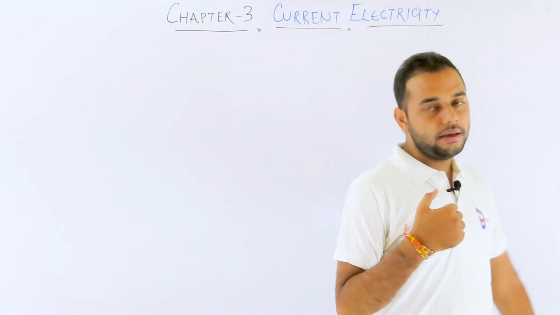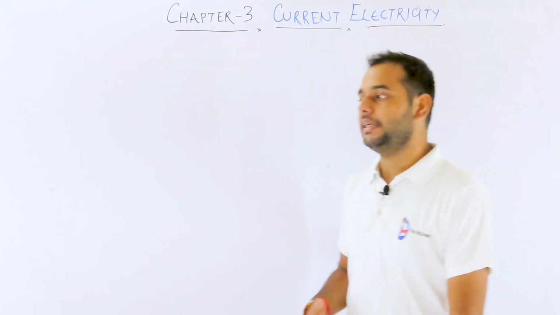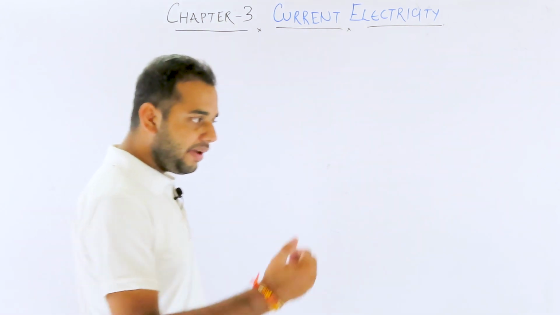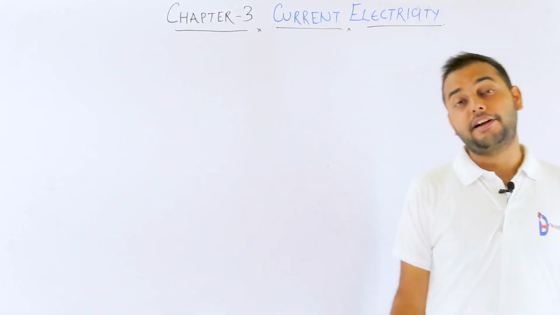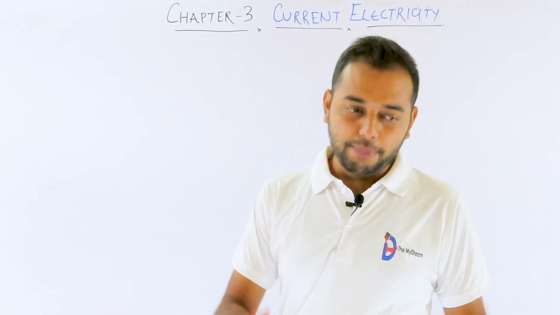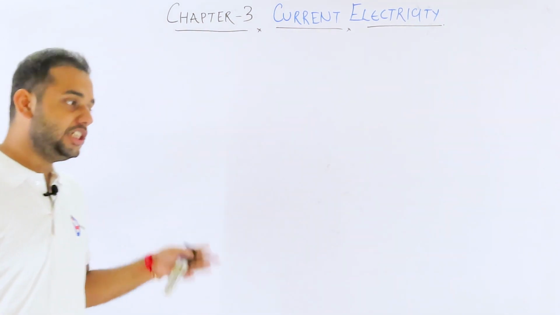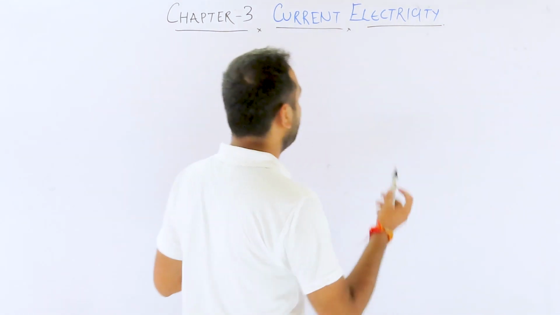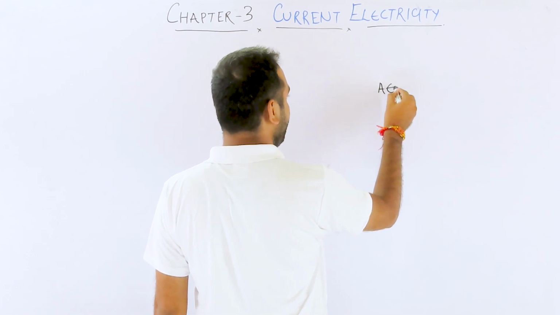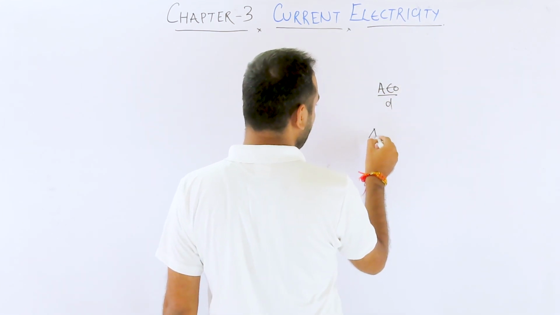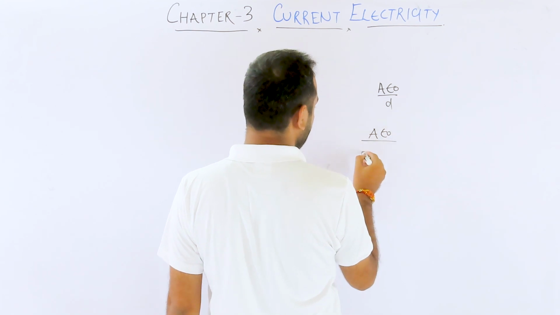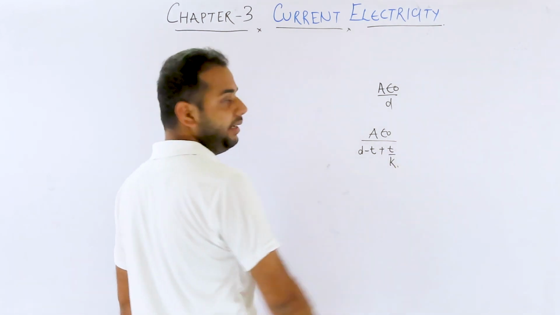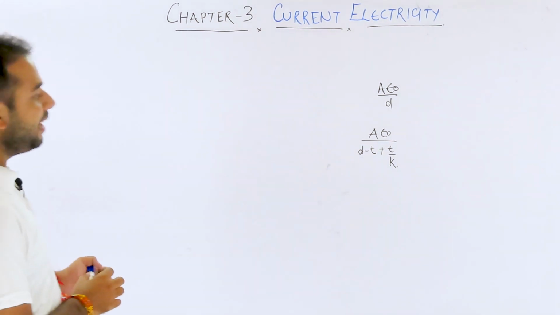In the simpler case, we have the value of capacitance as A epsilon naught by D, whereas in other cases, suppose I have a dielectric slab of thickness T and dielectric constant K introduced in between the capacitor, then our capacitance will change from A epsilon naught by D to A epsilon naught divided by D minus T plus T by K, isn't it? So this formula we derived in the last class.